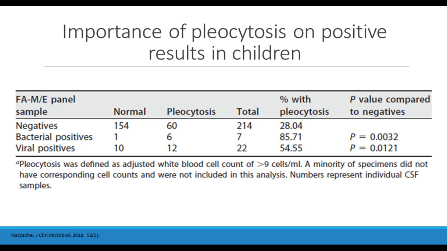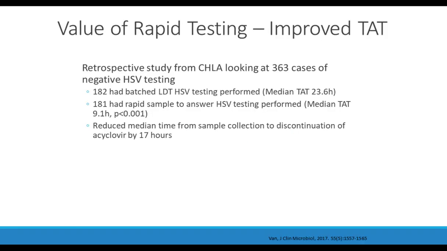This is another study showing the same thing, looking at, again, pleocytosis and positive results in children. In this particular study, they used a white blood cell count of 9 as their definition of pleocytosis. And again, although you have a number of normal negatives with pleocytosis, you do have both bacterial and viral positive cases that had normal cell counts, by the definition of less than 9 cells per ml. So again, it is something to be aware of, that children and adults don't always follow the same pattern.